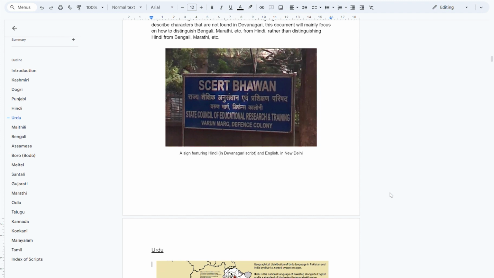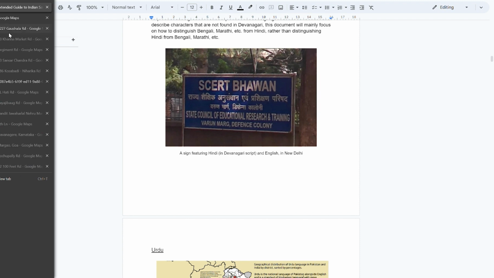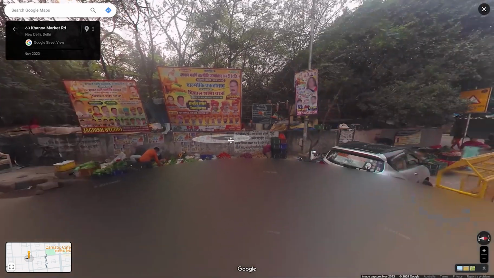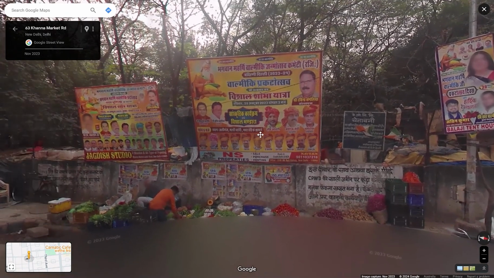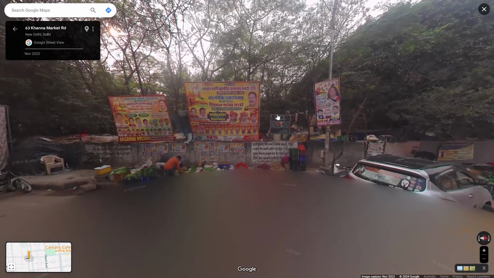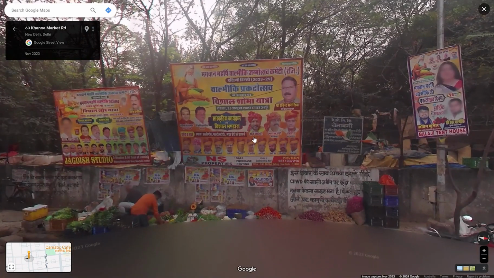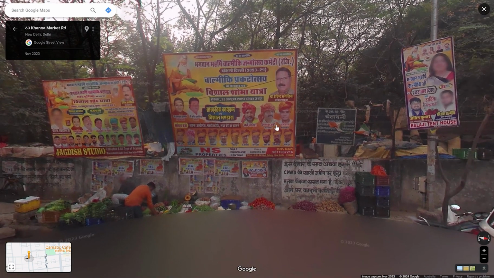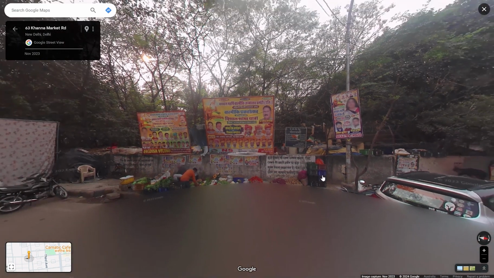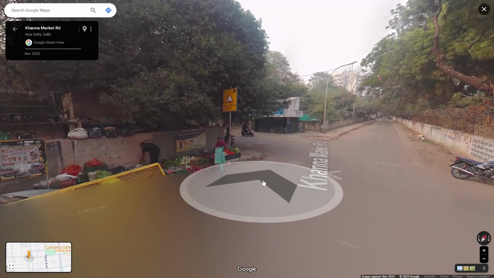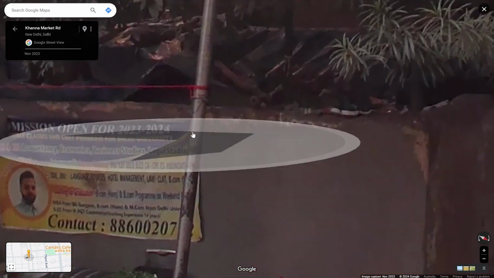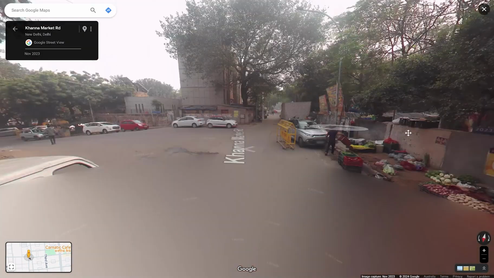You can see here a sign in Delhi that is written in Hindi using Devanagari script and English. And this is something that you'll see all over India. So this is again in New Delhi, all of these signs written mostly in Hindi using Devanagari. There's some English as well. You'll also find signs that are written in just English, like this.